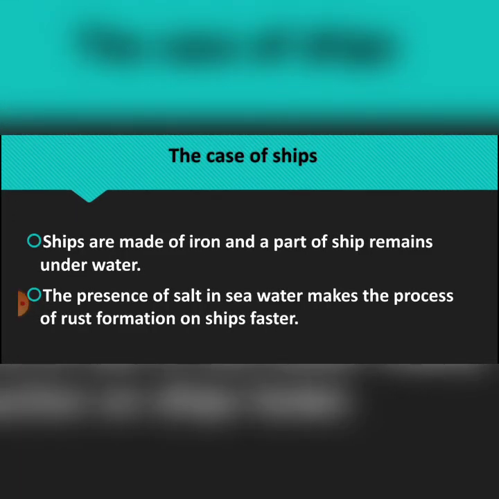The case of ships. Ships are made of iron and a part of the ship always remains under seawater. Even on the part of ships which remains above seawater, water drops keep clinging to their outer surface. In spite of being painted regularly, the ships suffer a lot of damage from rusting because of the presence of salts in seawater, which makes the rusting process on the ships faster.